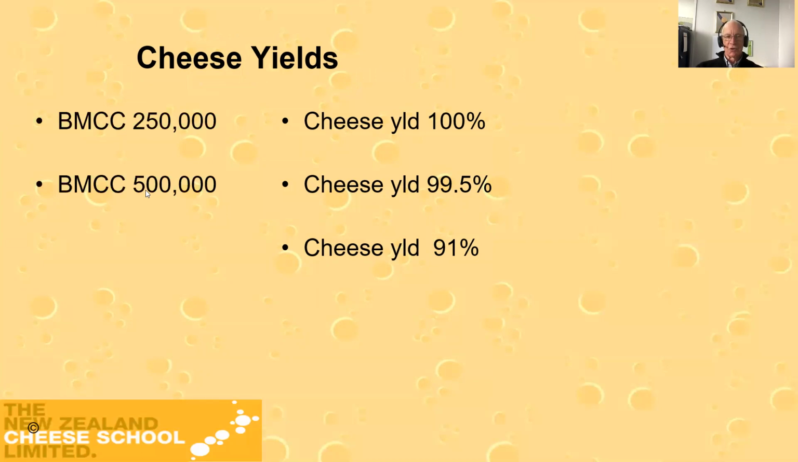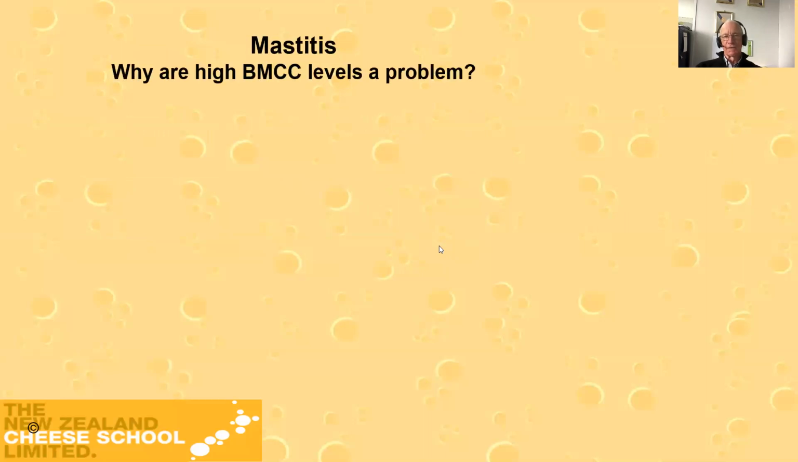What we could expect perhaps is for the somatic cell count around 500,000, we might experience a 0.5% loss in cheese yield, but a somatic cell count around 1 million could be as much as 9% loss of cheese. So for every 10 kilos you might have been getting, you'll get 9.1, or for every 100 kilos, 91 kilos. So significant loss of cheese yield.